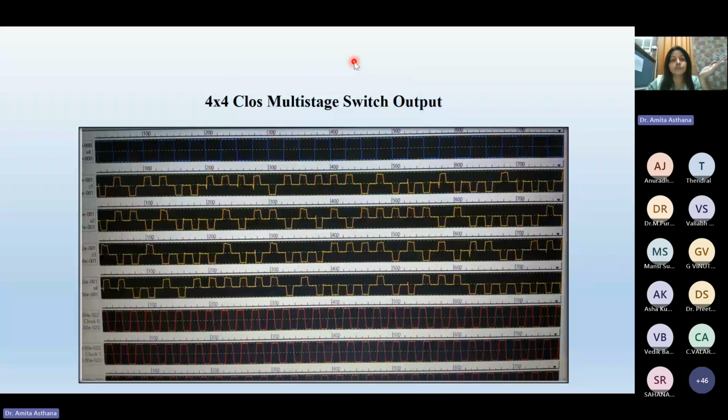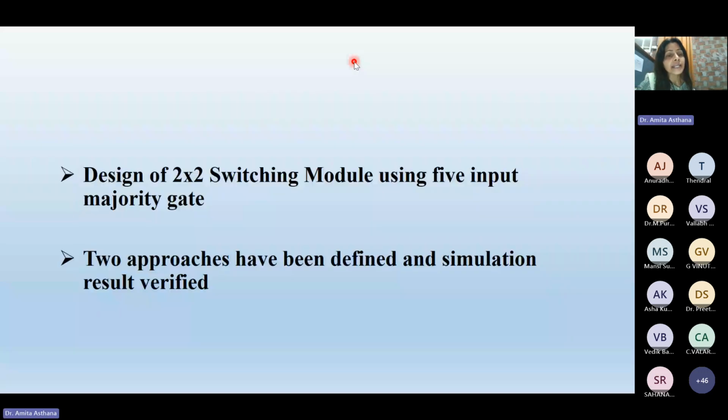The output for the 4x4 multi-stage switch has been shown in this figure. Here we can see the output is sharp, and we have verified the output also. Now, the basic idea is that the earlier circuit which has been presented was employing a 3-input majority gate. If the quantum circuit can work for 3 inputs, it can also be used as a 5-input majority gate. That means we can design the 2x2 switch module using 5-input majority gates also.